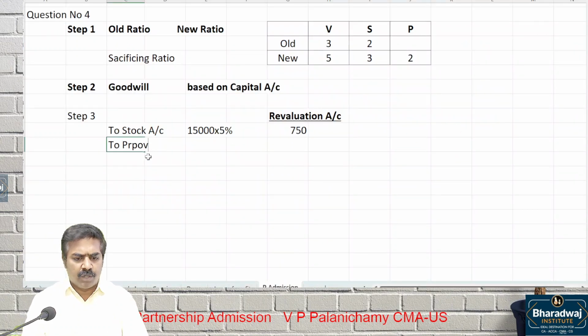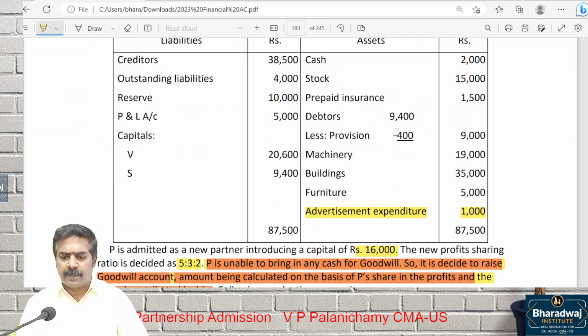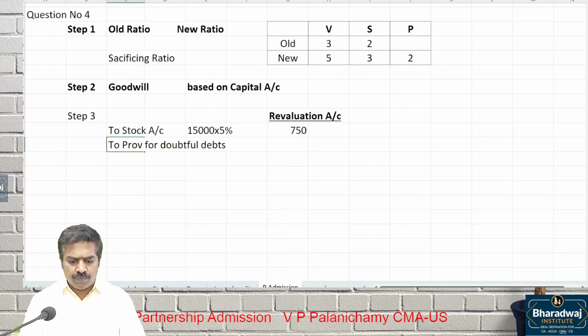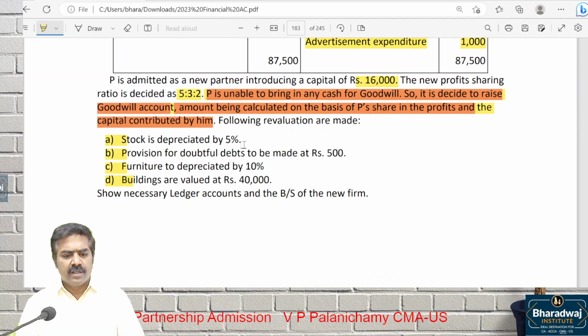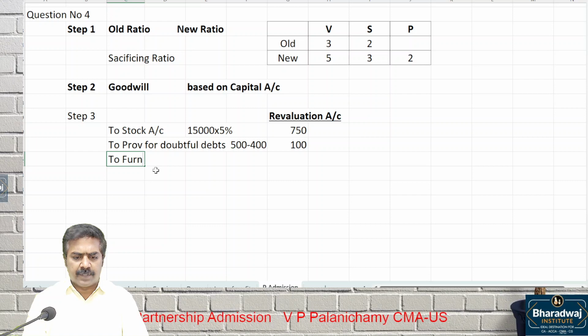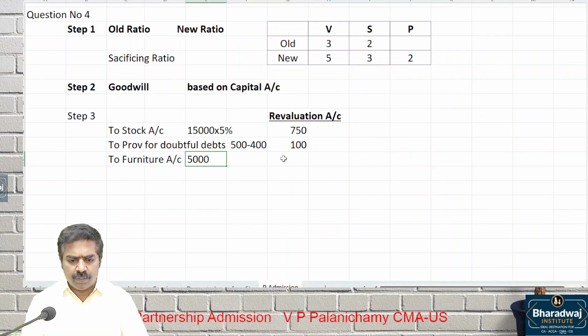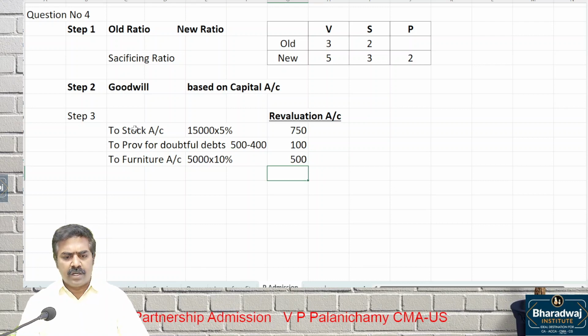To provision for doubtful debts. Provision for doubtful debts. Look at the old balance sheet. Already 400 is there. Required provision is 500. So 500 minus already we maintain 400, how much will it be? 100. Provision for doubtful debts 100. Then what else? Furniture to be depreciated by 10%. It's a loss. What is the furniture value given in the balance sheet? 5,000 into 10%. 5,000 into 10%, how much? 500. 5,000 into 10%, 500.